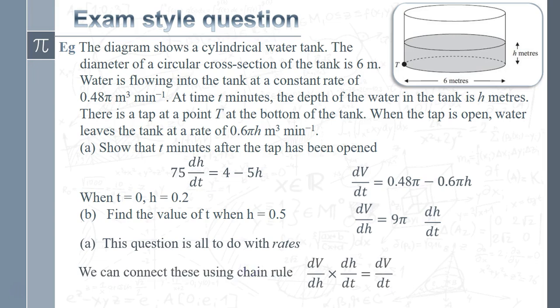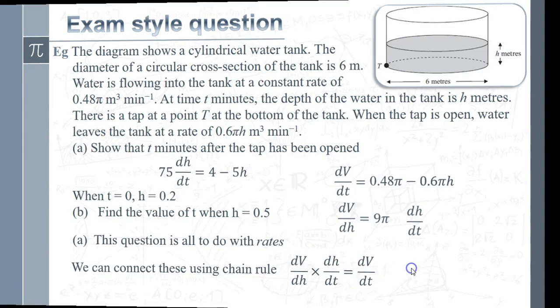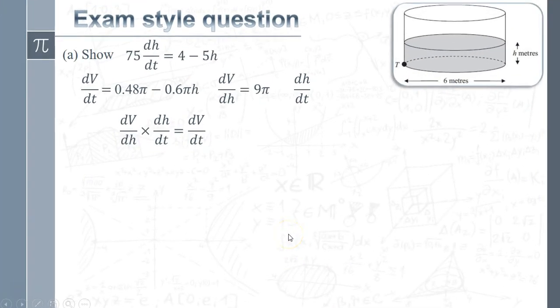So there it is. We've got dV/dh times dh/dt is dV/dt, and it's the dh's that are going to cancel out. dh on the top, dh on the bottom, leaving us dV/dt, which is what we've got there. So there's our chain rule. Let's now put those bits together. We've got dV/dh, which is 9π, times dh/dt equals dV/dt, and there we go.